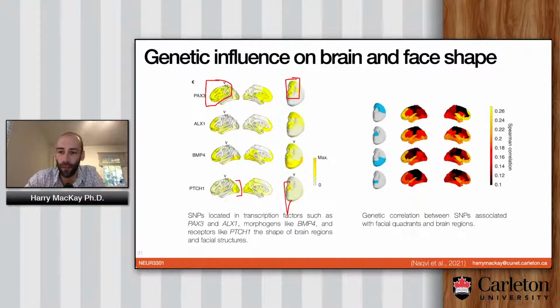So here's another way of looking at it. Here's the genetic correlation. So this is the Spearman correlation between variation in SNPs and the shape of the face and the brain.